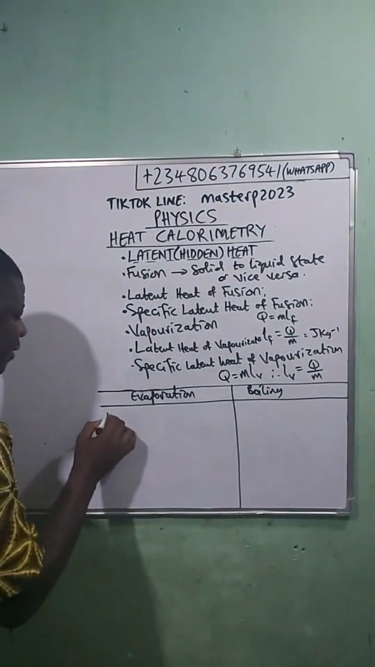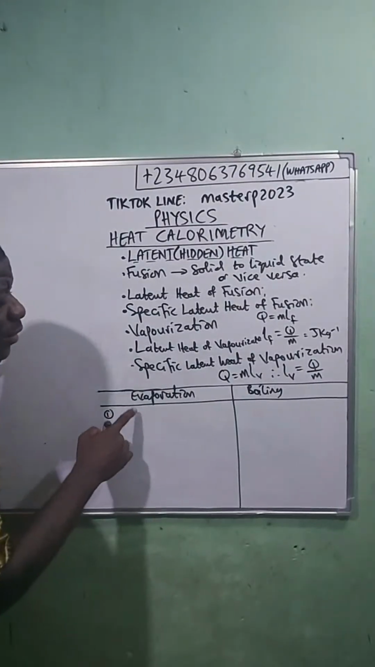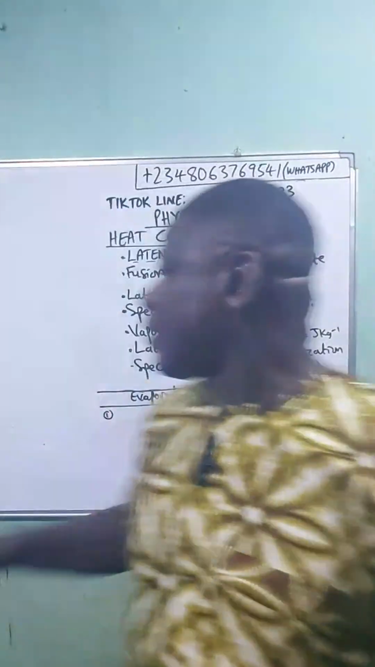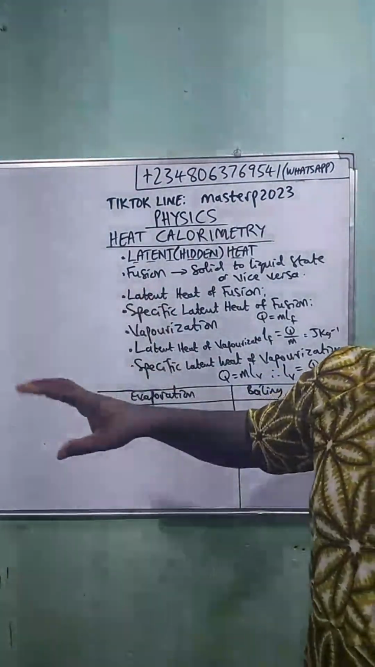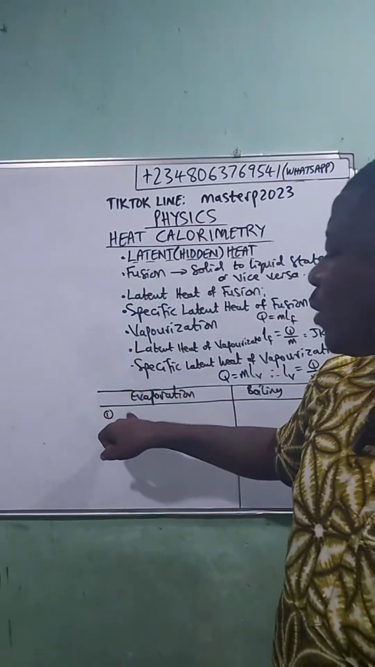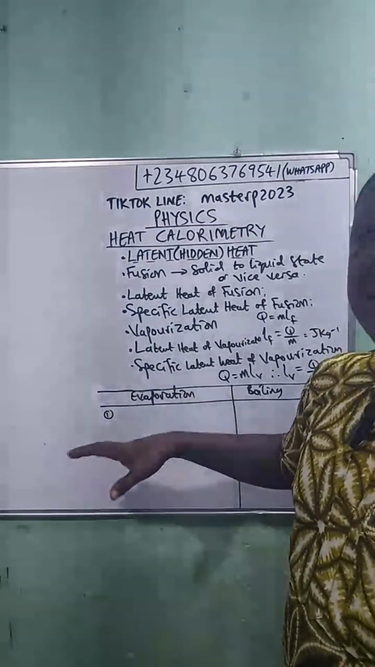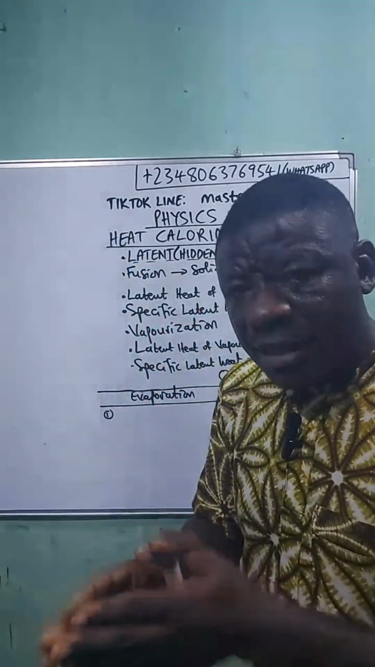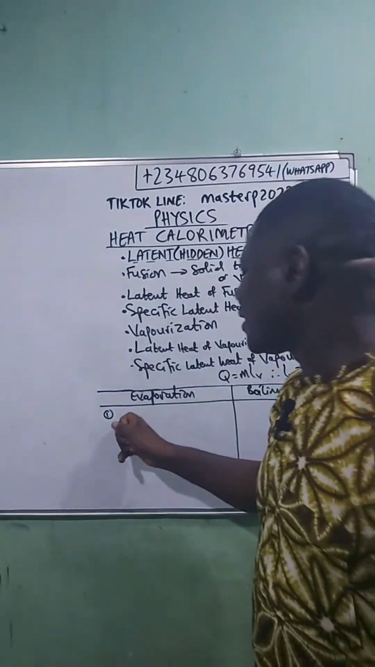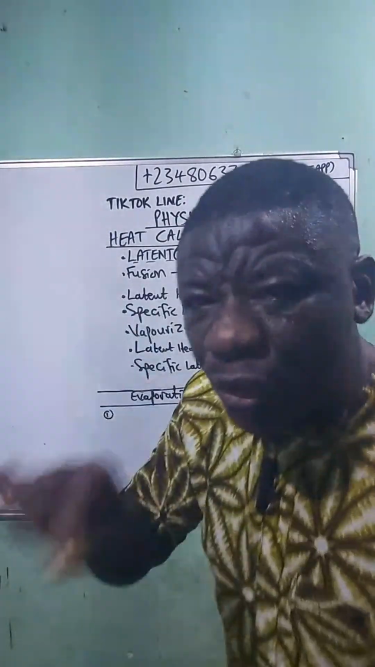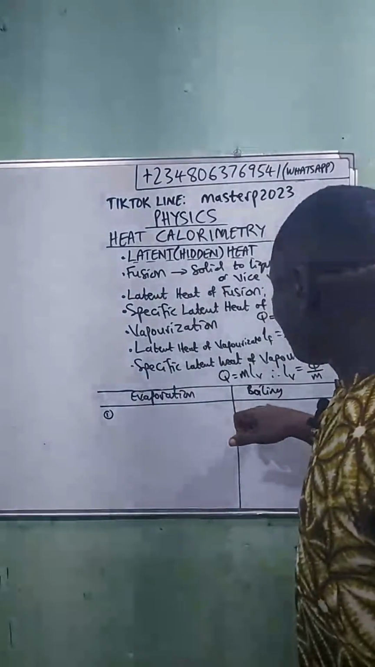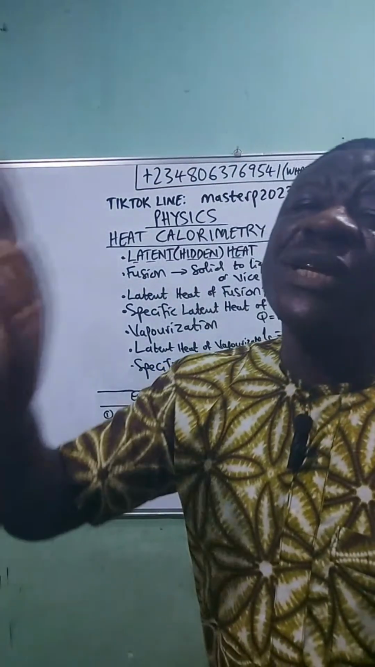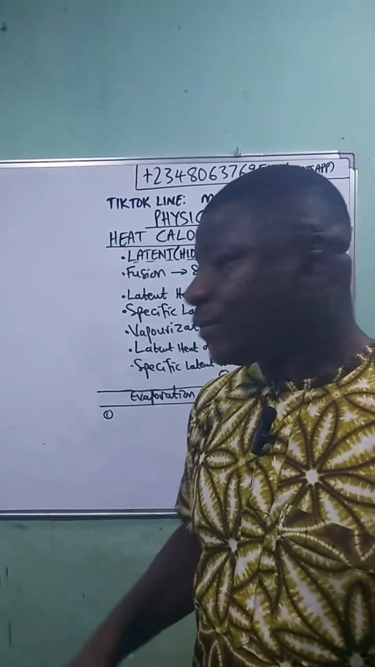So in the case of evaporation, the substance is changed from what? Liquid to what? Liquid to gas. It occurs at all temperatures. The process whereby the substance changes from the liquid state to the gaseous state below the boiling point. But in boiling, it is the change from the liquid state to the gaseous state at the boiling point.